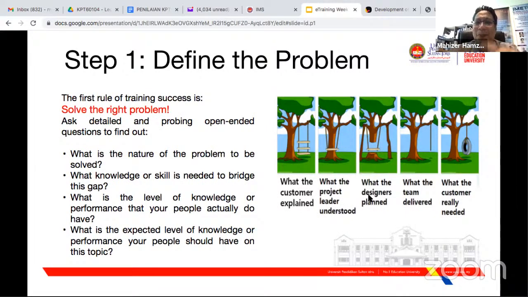Okay, same goes to what we have discussed last week. Solve the right problem. Okay, kat sini kita memerlukan team. Macam saya kata, to develop the training module, we have to engage the team, especially the content expert. Okay, if you are using the learning management system, there must be an IT expert. If you involve multimedia, there must be a multimedia expert, and then maybe you also need the language expert.